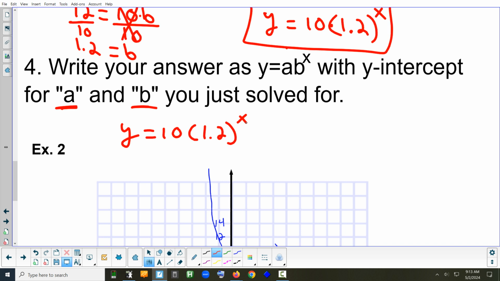So the a, you're never going to have to solve for that. That's always going to be something you can get by looking at the graph. The b, you're going to have to solve for that. Okay.